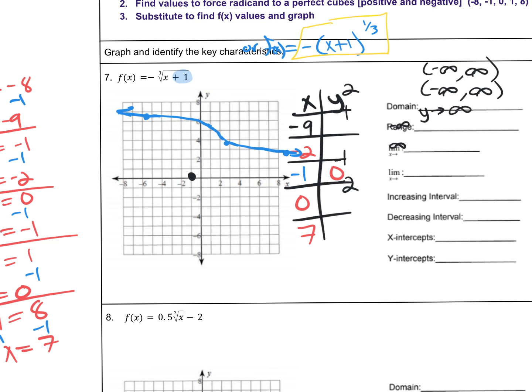As we look at the right-hand behavior, or the right limit, we can see that as the x goes to positive infinity, or off to the right, the y values would be going down. That would take us down to negative infinity.